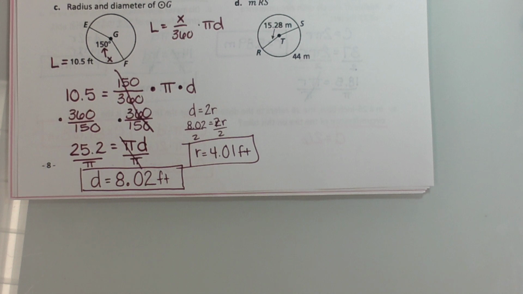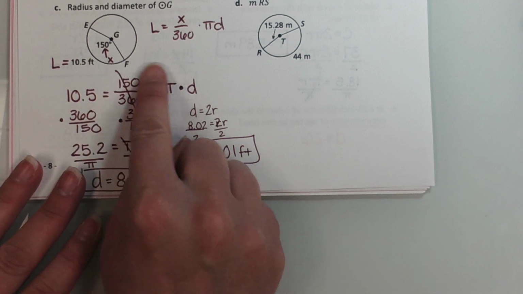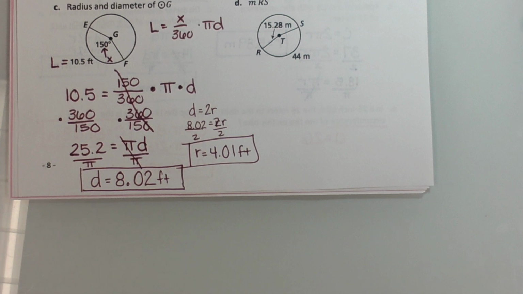When you had 10.5 is equal to 150 divided by 360 times pi times d, could you have done the 150 divided by the 360 times the pi, and then divide by what you get there? Yes, you could technically simplify this first and then divide by it. You might get a little bit further off in the rounding. That's why I tend to do it this way. But typically I have both answers written down. Okay.